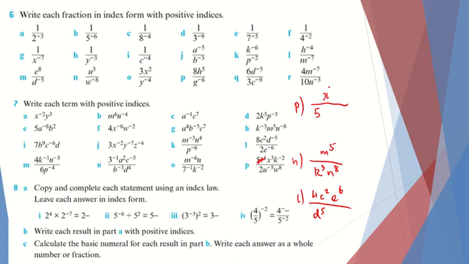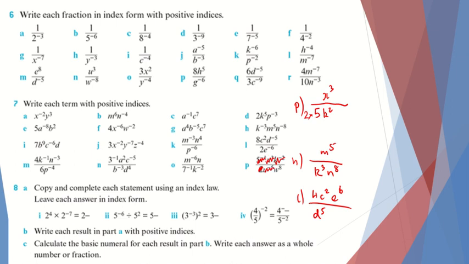X cubed won't change because it's a positive index. K to the power of negative 2, that's going to hit the bottom. K to the power of 2. All right, the 2 is going to stay on the bottom. So the 5 is now on the bottom, but there's also a 2, so we could do, say, 2 times 5. So the 2 is dealt with.